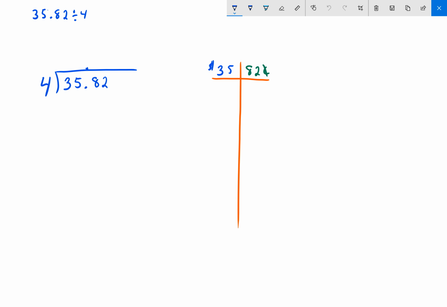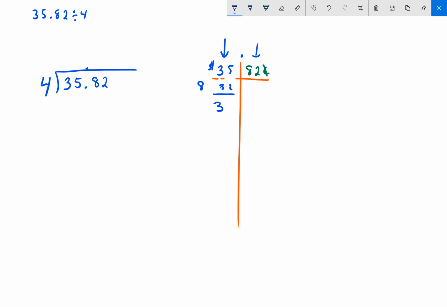So if I were to take $35.82, I would probably look at it like this, $35.82. And here's where your decimal is. Now, I know that if I had 35 and I divide it into groups of 4, I could only do 8. And that would give me, well, I should probably put this off to the side. 8 times 4 is 32, and it would leave me with $3 left over.